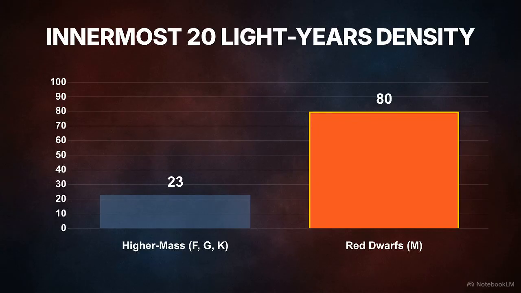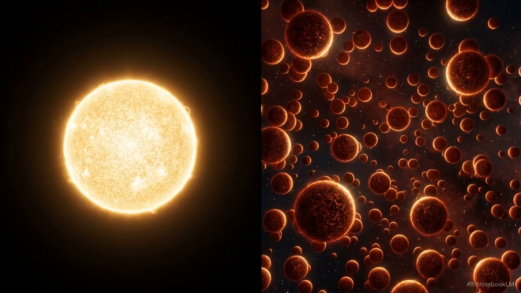Zooming in closer to our innermost 20 light-years, the density is even more extreme. Out of the 103 known main sequence stars here, 80 are red dwarfs. Our Sun is a demographic anomaly. The true standard for a star in our local universe is a faint, dim red dwarf.